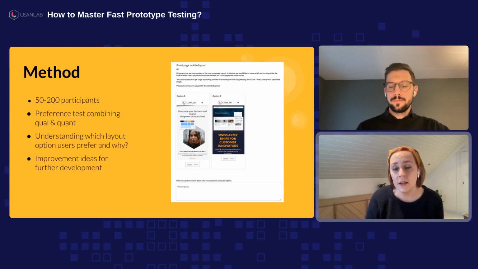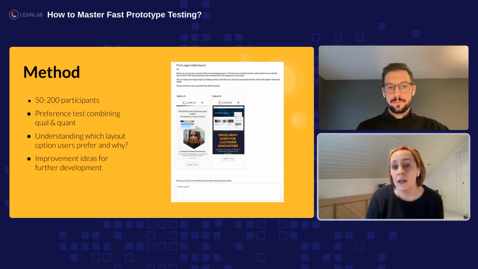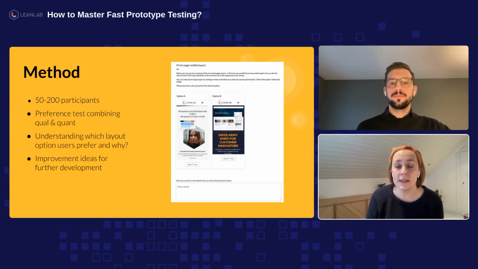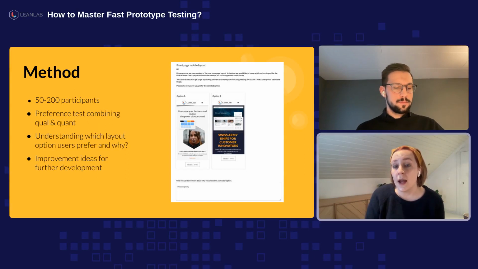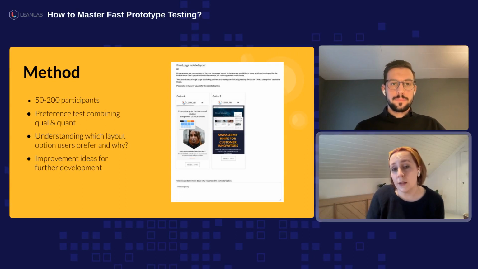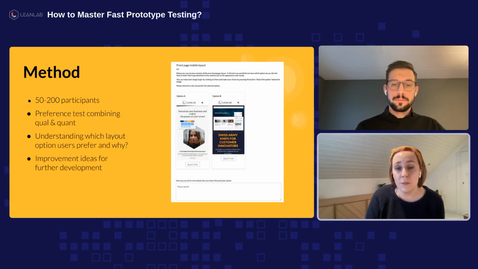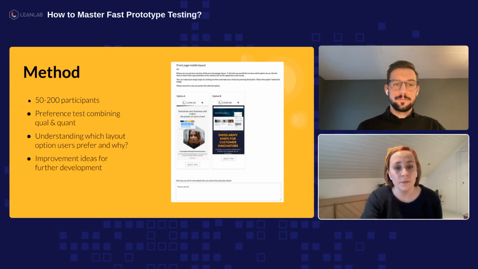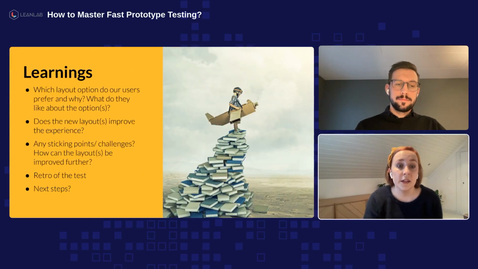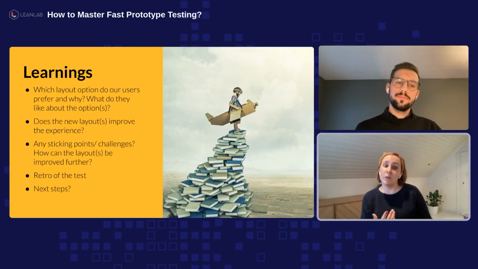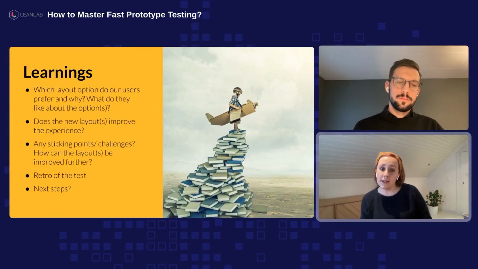And again, having the combination of the qual and quant here enables us to scale the test when needed, so we can have a larger user base testing the different options, and allows us to also look at the different user segments and how they differ. Are there differences between our user segments in terms of their preference of the potential execution? And the learnings from this are understanding what the preference is, but the reasons why behind it as well.